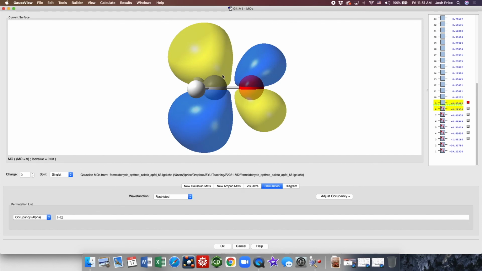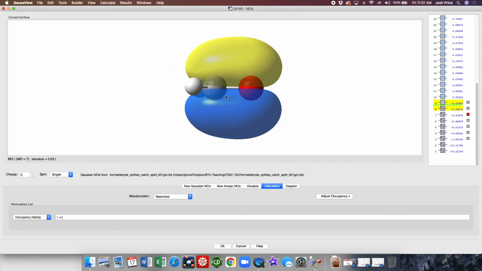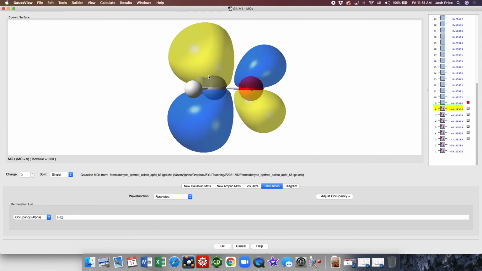And the reason for that is, here is the pi bond. When you make the pi bond, it's overlap of a p orbital on carbon with a p orbital on oxygen. Oxygen's lower in energy than carbon, so the bonding orbital should be mostly on oxygen. The antibonding orbital should be mostly on carbon, and so it is.